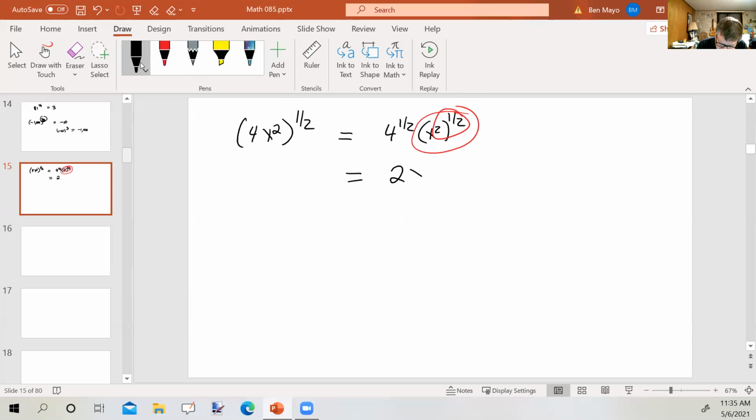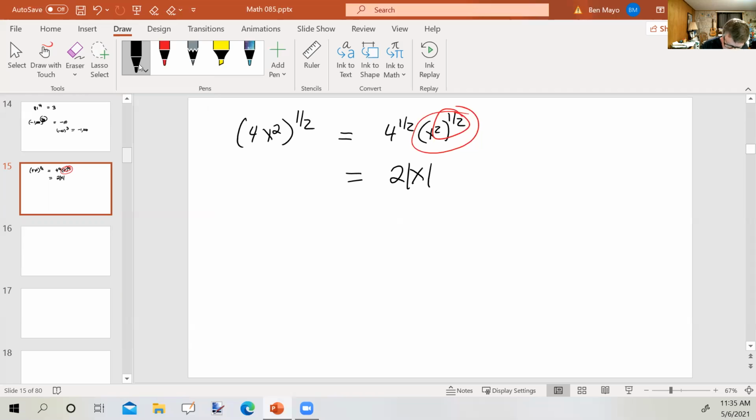X to the 1 power is just x. Now, do I need absolute value bars here? Let's see. Well, I'm taking a square root, an even root, so I have to make sure that my answer isn't negative, and it could be under its current conditions, so I need that.